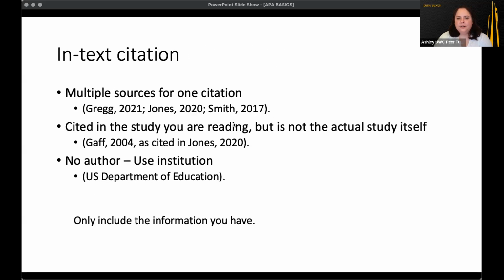Any questions so far about in-text citation? Okay, none. Taylor? No. All right, thank you.